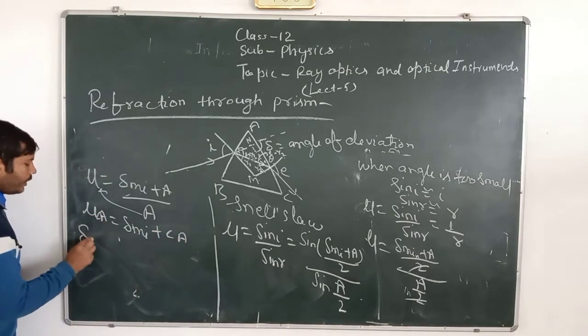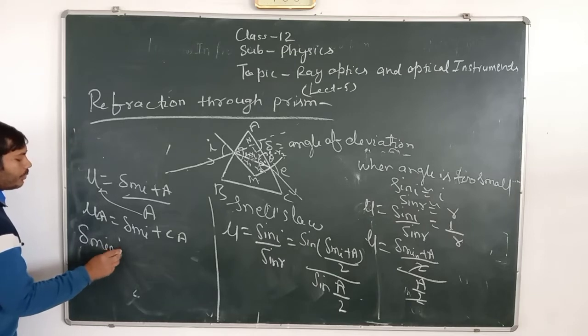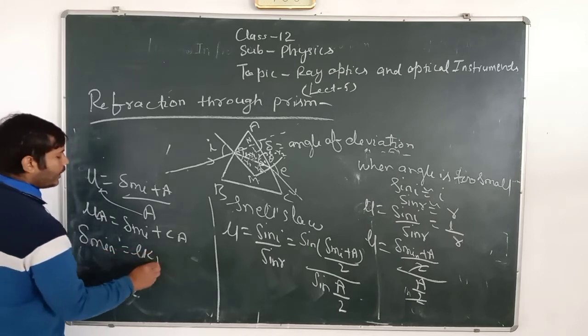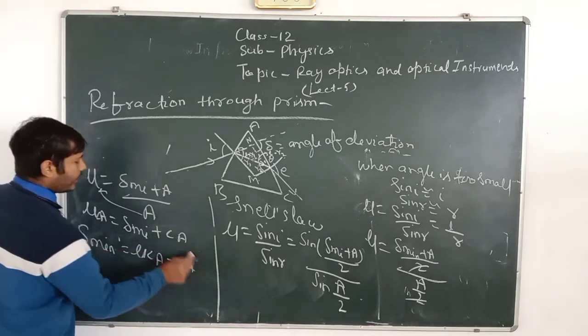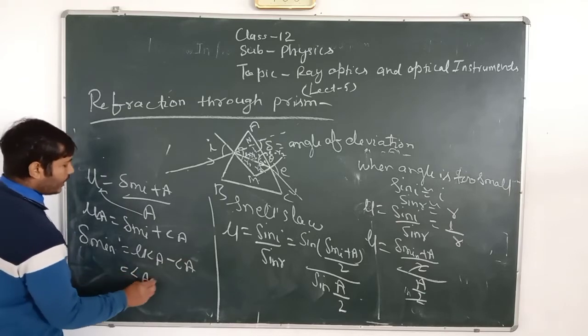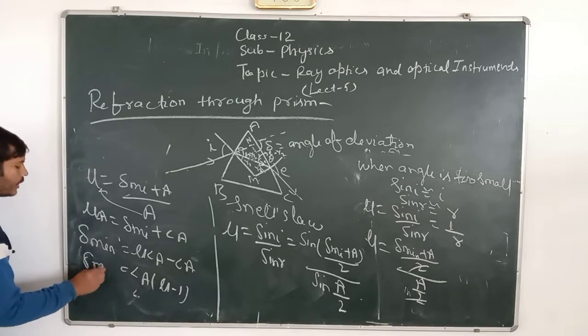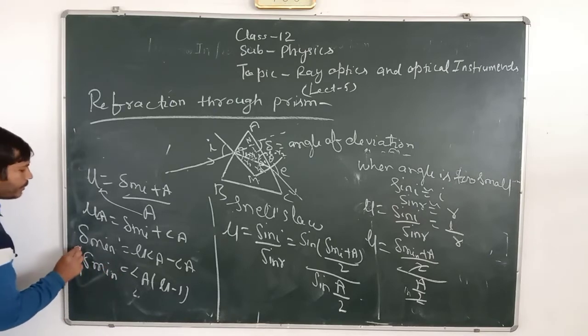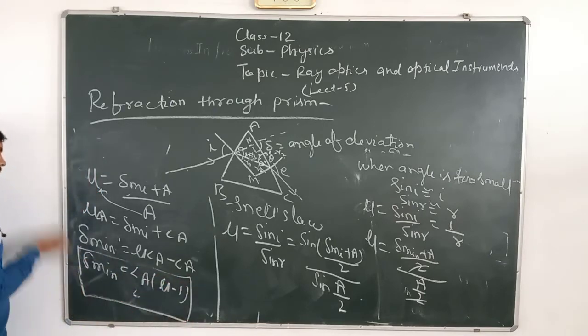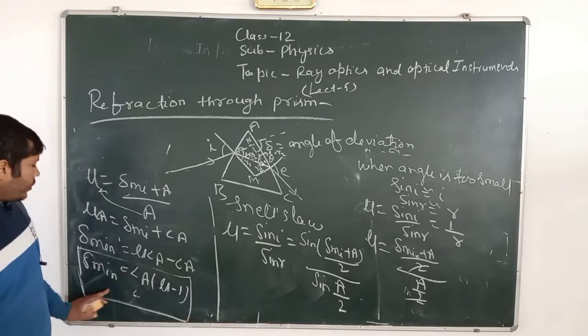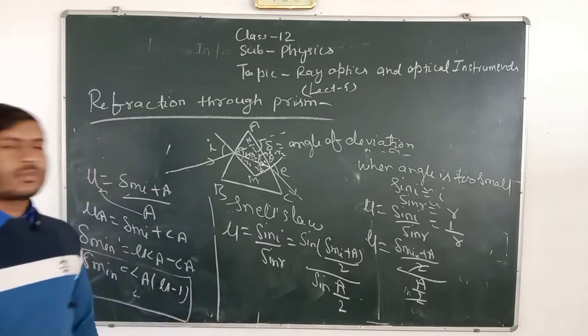So delta minimum will be mu angle A minus angle A. So I am taking angle A as common, in bracket mu minus 1. This will be delta minimum, the angle of deviation: delta minimum equals angle A into mu minus 1.